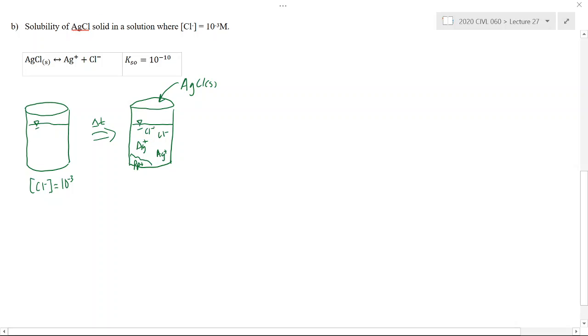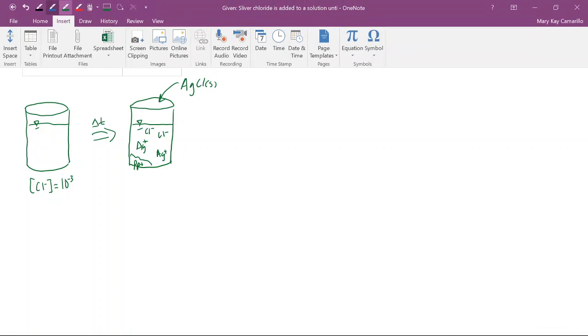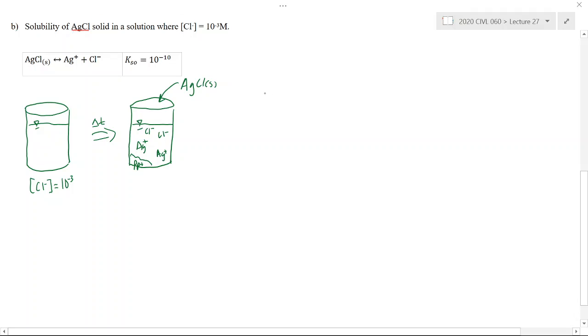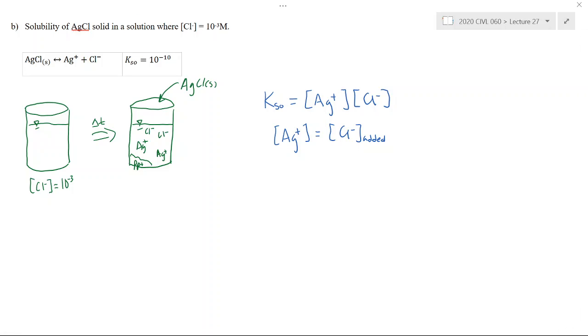And the way we'll solve this is using the equilibrium equation, the mass action. And so we have the Ksp is equal to the silver times the chloride. And in this case, the silver is equal to the chloride added, but it's not equal to the chloride in solution because we start with 10 to the minus 3. So the final chloride and the final silver will not be equal.